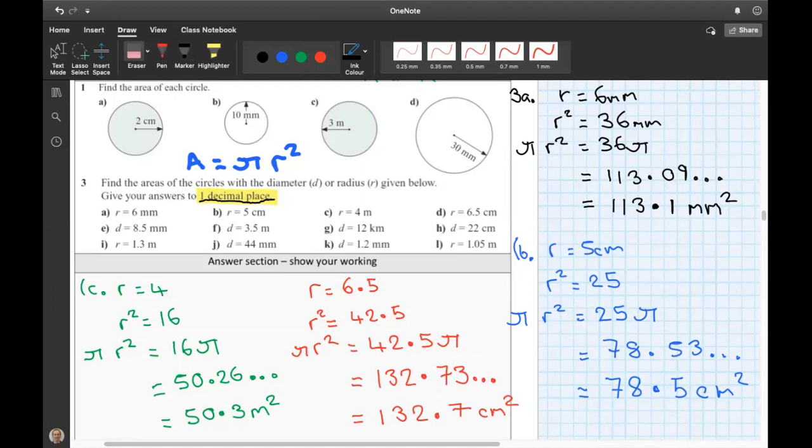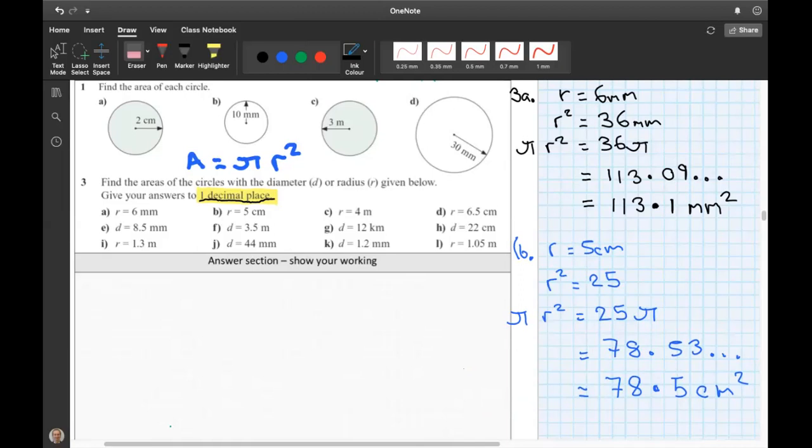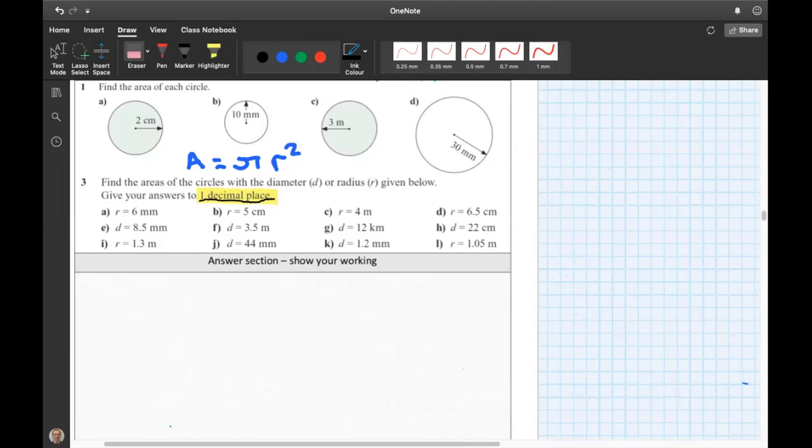We're now going to have a go at questions 3E to H. Slightly different here, because we haven't actually been given the radius. We've been given the diameter. So we need to have a think. How do we get from the diameter to the radius? We just need to half it. From radius to diameter, you multiply by 2. From diameter to radius, you divide by 2.